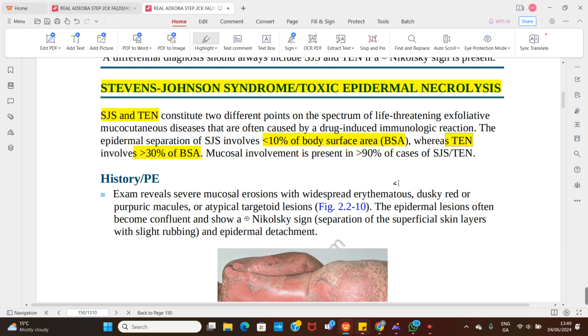It's affecting the back down to the extremities. Forget about it, it's going to be TEN. So mucosal involvement occurs in about 90% of the cases. So it's very high yield. And Nikolsky sign is positive, and you're going to get a history of use of certain drugs like Septrin, trimethoprim, sulfamethoxazole.